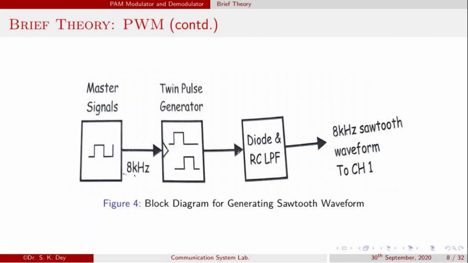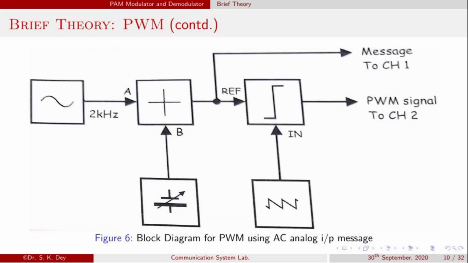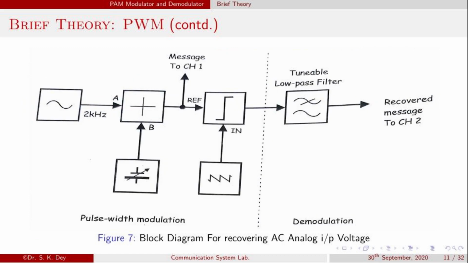This is the block diagram for generating the sawtooth waveform. This is the block diagram for PWM using a DC input voltage. This is the block diagram for PWM using an AC input signal. This is the block diagram for recovering the AC analog input signal from the modulated signal.